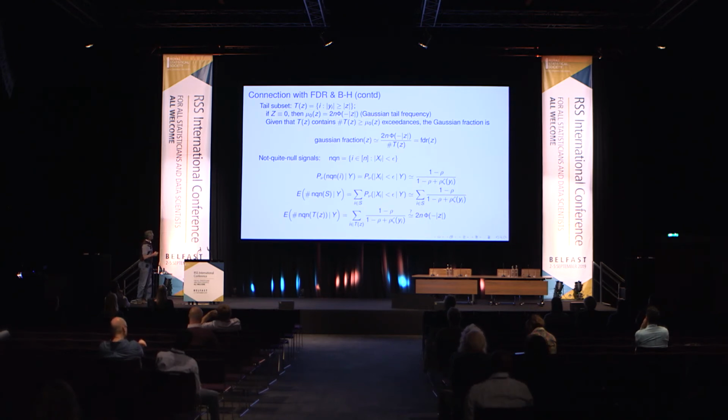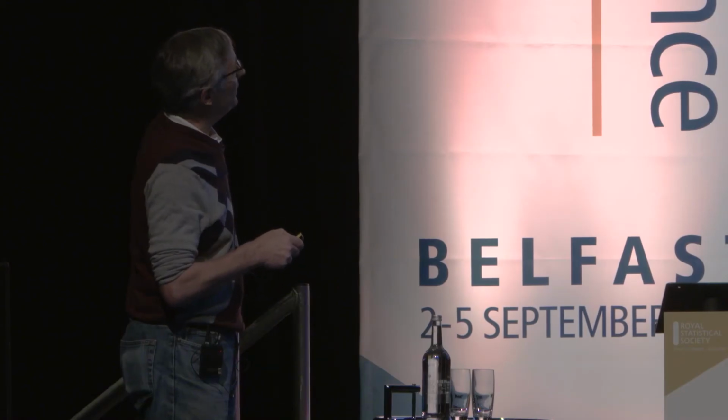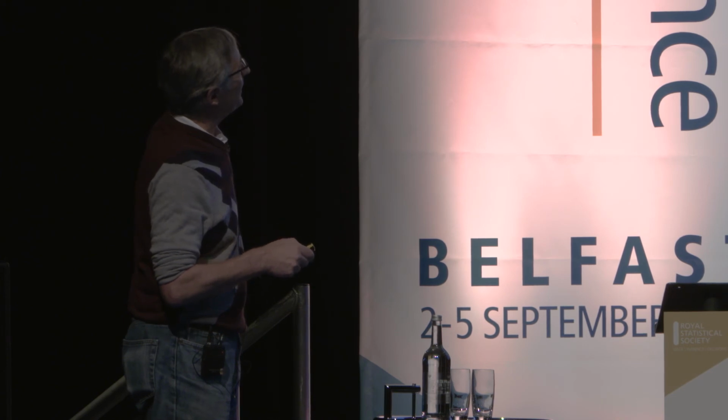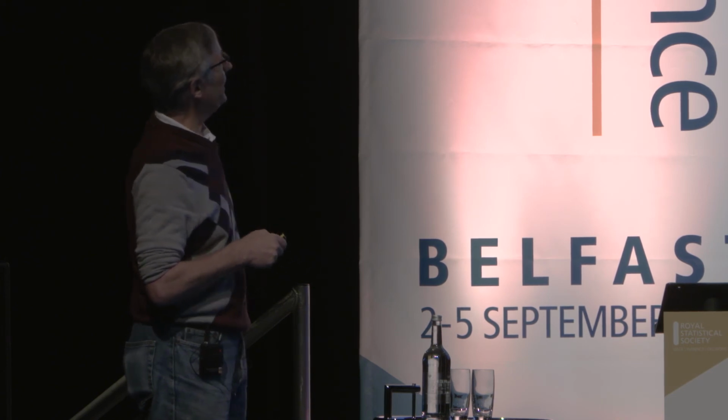Okay, connection with Benjamini, Hochberg, and false discovery rate. Well, I'll just give you a sense of what this is about. The Benjamini-Hochberg procedure has to do with tail subsets, the sets of indices for which the observations exceed some data threshold. So think of this number as being about 3 or 4. If all of the signals are 0, then you would expect this many exceedances to occur. That's just the Gaussian tail frequency multiplied by n.